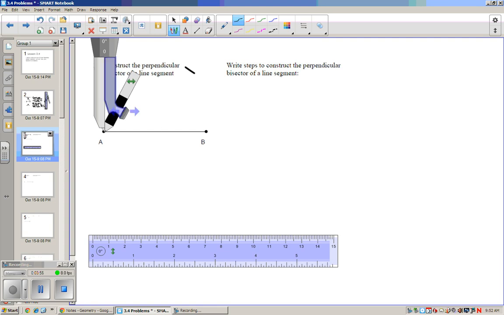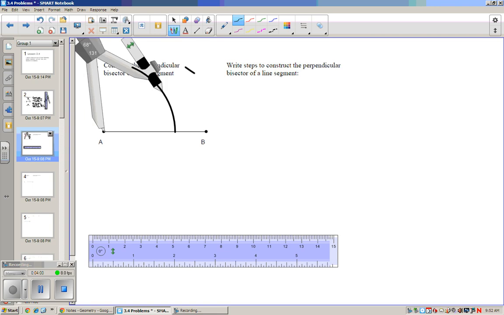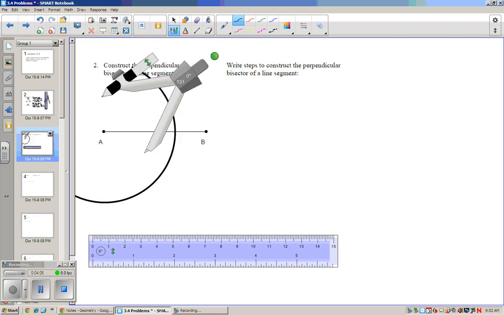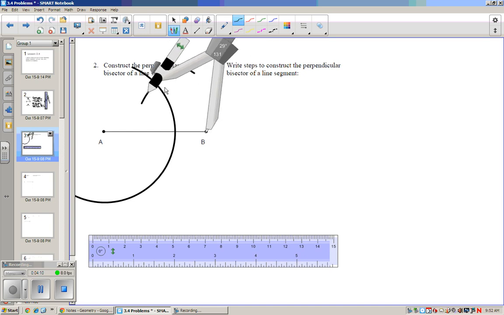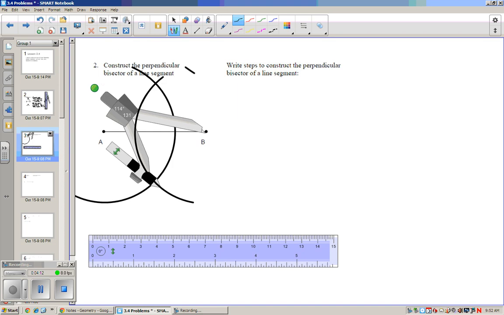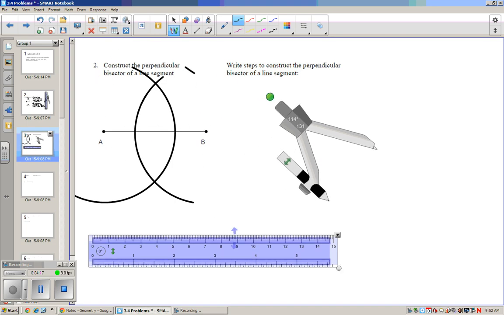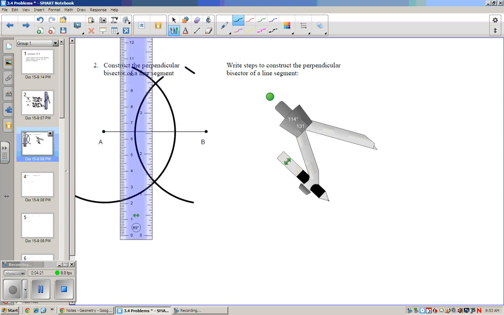All right, so I hope you looked back at what we did in the previous one and followed those same steps. I'm going to make an arc above and below my line. I'm going to go over to point B and make the same arc above and below. And notice that my two arcs intersect nicely. I'm going to take my straight edge now, line it up with the intersection, and this time we are going to draw a line segment because we're trying to find the perpendicular bisector.